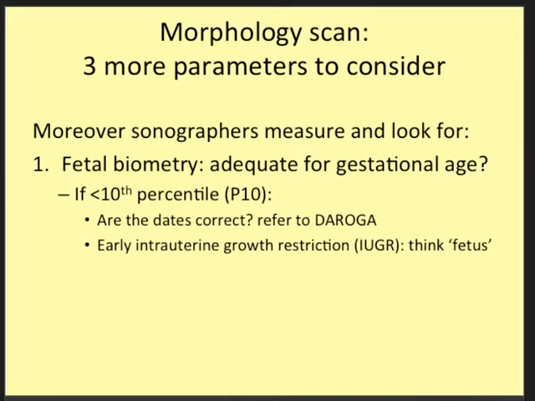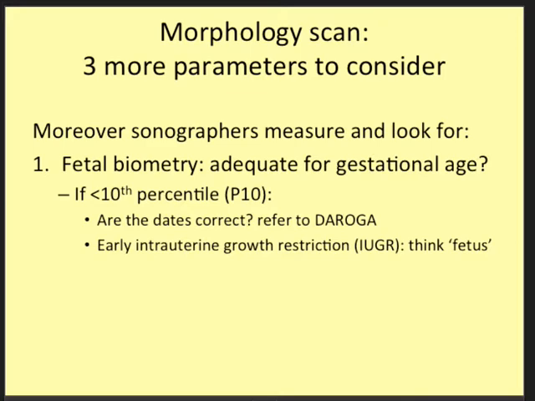When we do the morphology scan, apart from looking at the structure, at the anatomy, we also do 3 more things. One is the fetal biometry is measured: the head circumference, the biparietal diameter, the abdominal circumference, and the femur length. And the report will mention on what percentile the biometry is located.